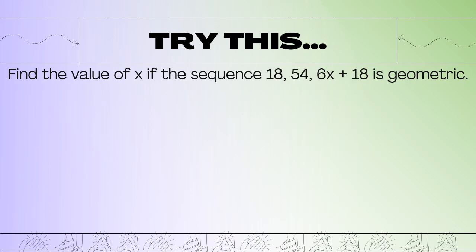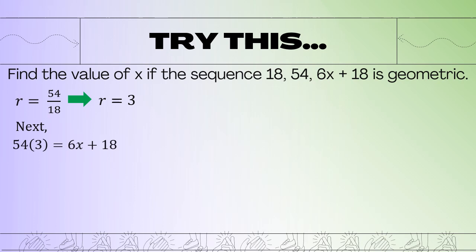Next problem, find the value of x if the sequence 18, 54, 6x plus 18 is geometric. Now, of course, I'm gonna start with my first solution, wherein finding the value of r. So here, 54 divided by 18, I will have r equals 3. And we all know that this is a geometric sequence, and so they do have a constant ratio or common ratio. So 18 times 3, it's 54, and 54 times 3, that is equivalent to the 6x plus 18, and that would be my equation.